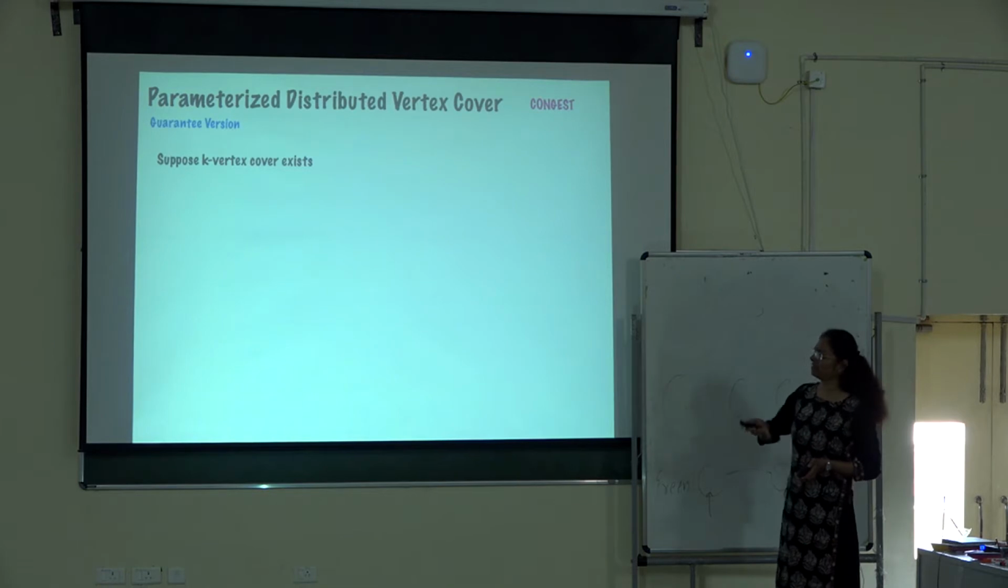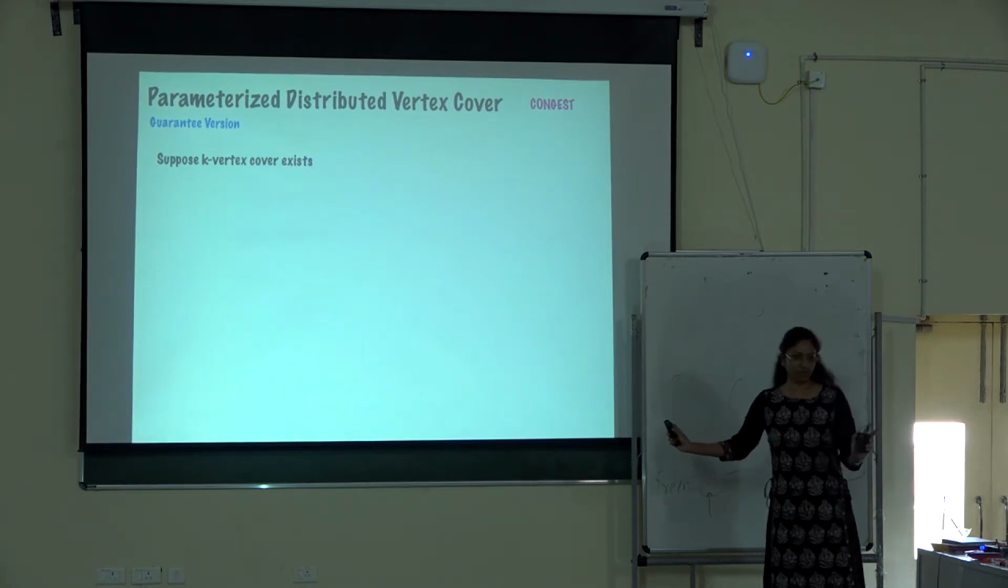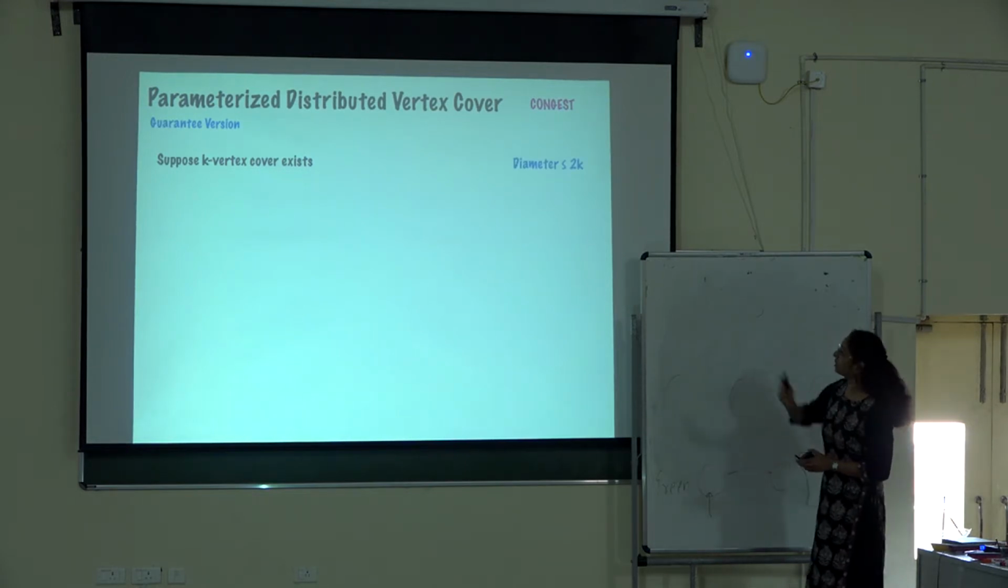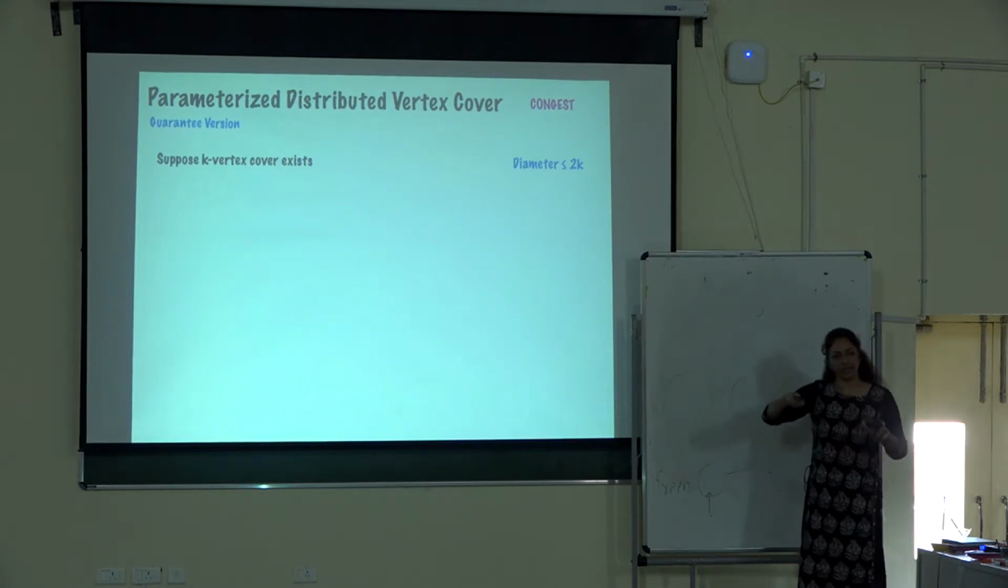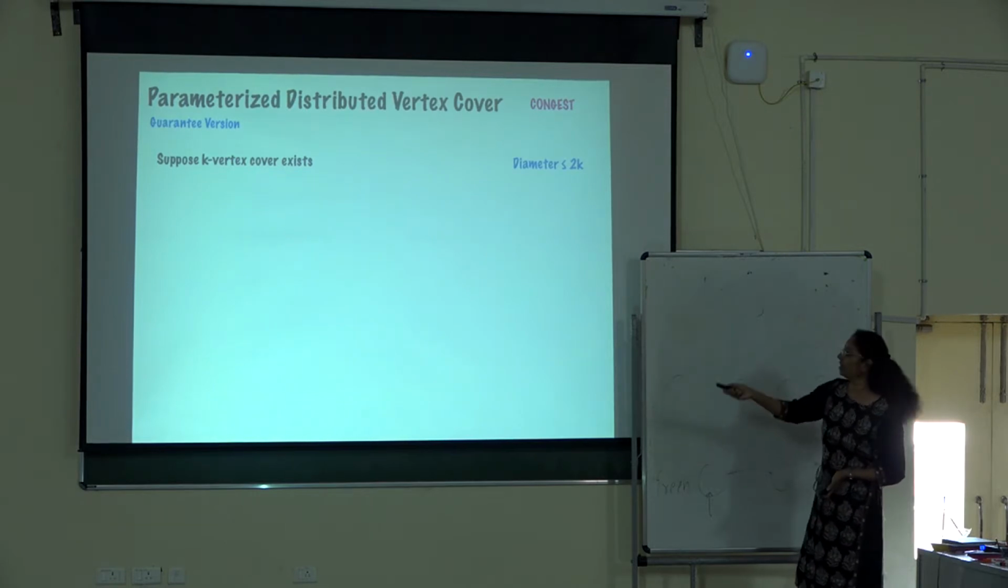That is, let us assume that the network has a vertex cover of size k. We'll see how to remove this assumption. We will eventually remove it. Suppose the graph has a k vertex cover, which means the diameter has to be at most 2k, because if the diameter is at least 2k plus 1, we cannot have a vertex cover of size k. But we will assume it.